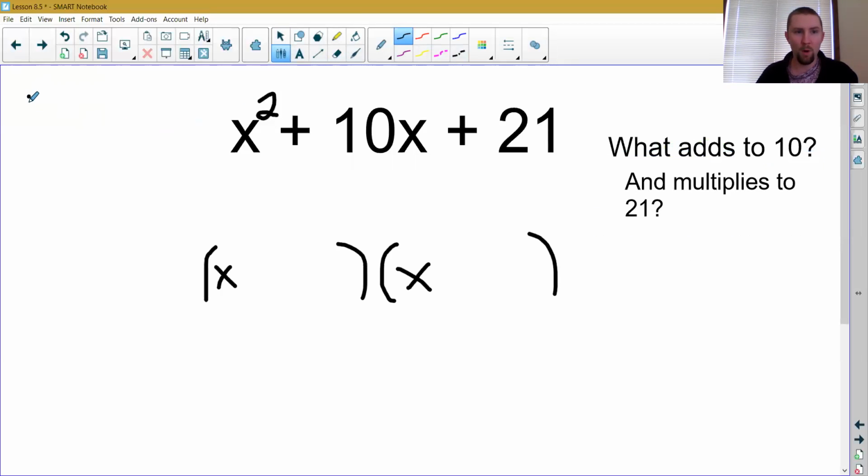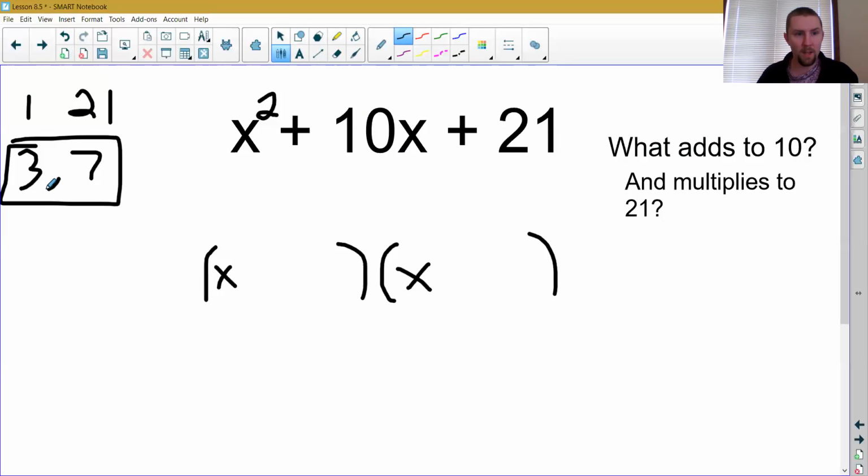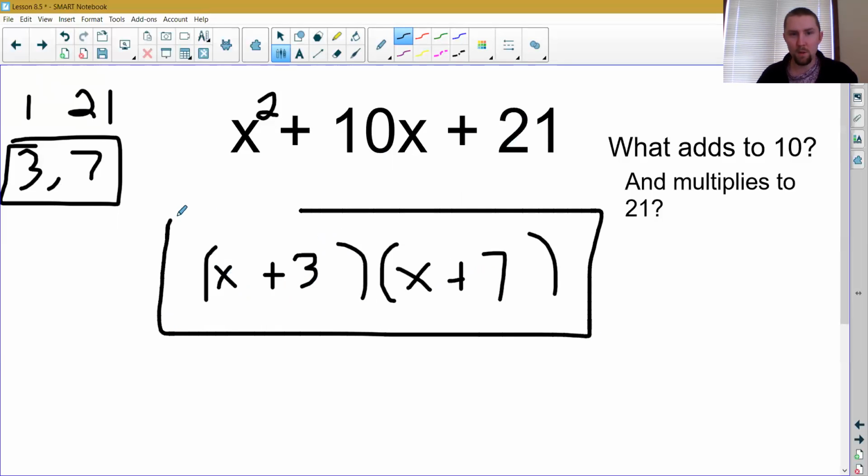Well, some options would be 1 and 21. If I add those together, do I get 10? No. 3 and 7, if I add those together, do I get 10? Yeah, I do. So these are the two numbers that I'm looking for, 3 and 7. To make a positive, they both have to be positive. So I'm going to go plus 3 and plus 7. So these two linear binomials in parentheses are the factored form of this polynomial.